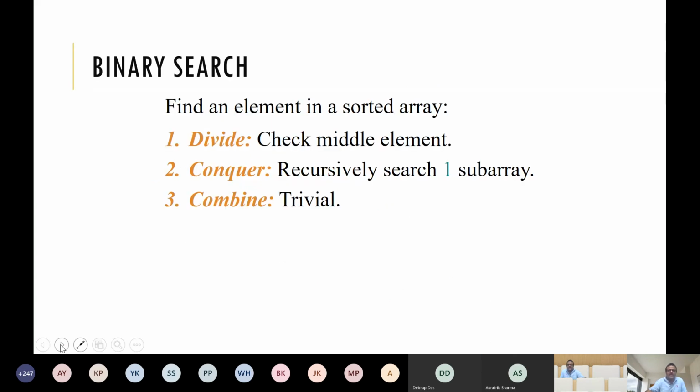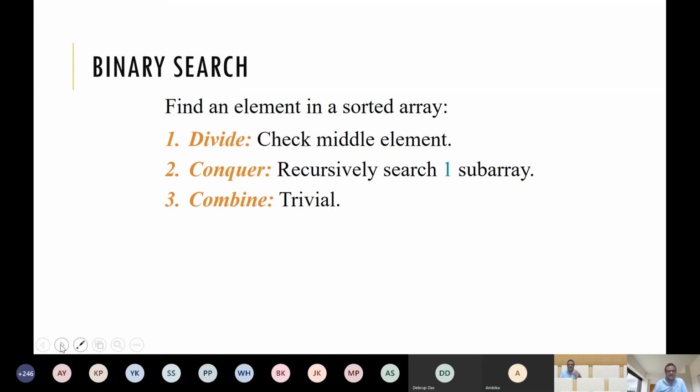Now we will take some examples which you might have seen before, but we want to see them in terms of the divide and conquer approach. So the first problem is the binary search problem. Can anyone tell me what the binary search problem is? What is the problem?